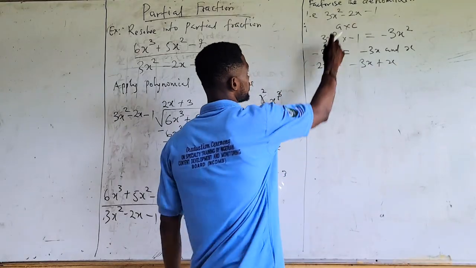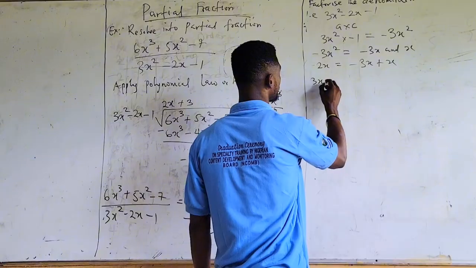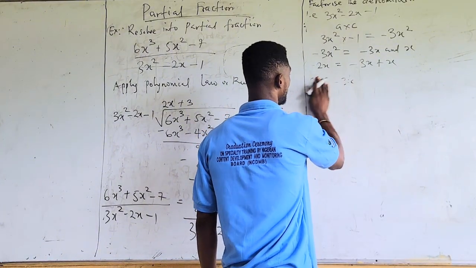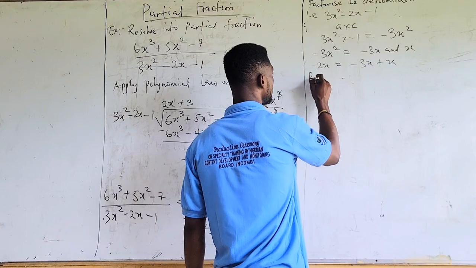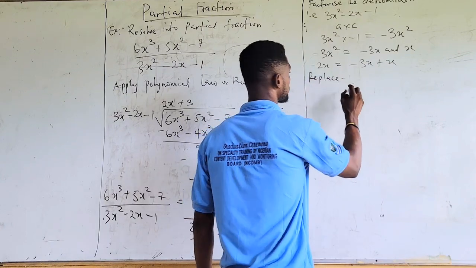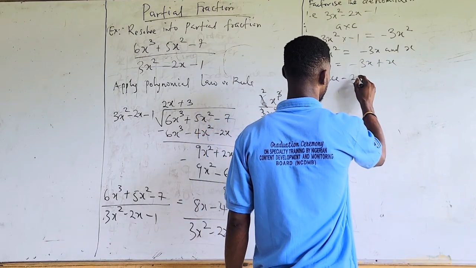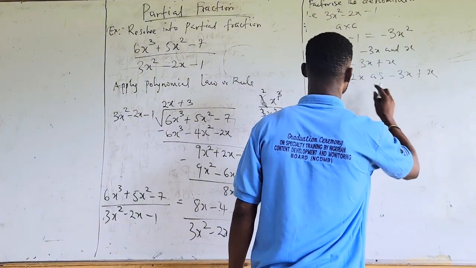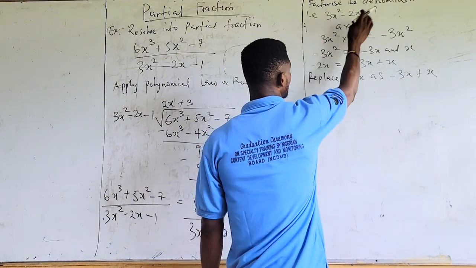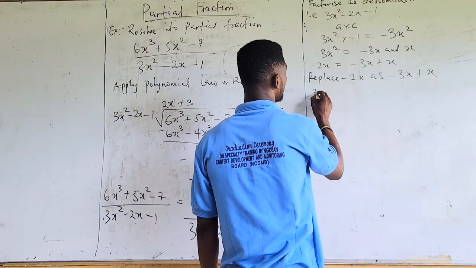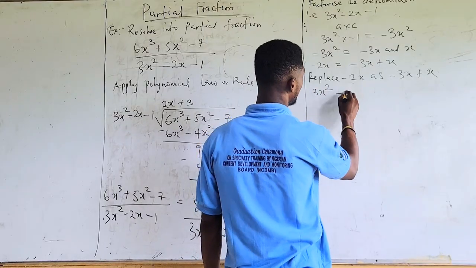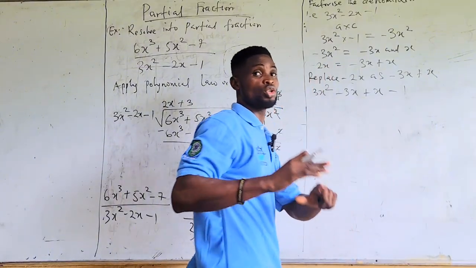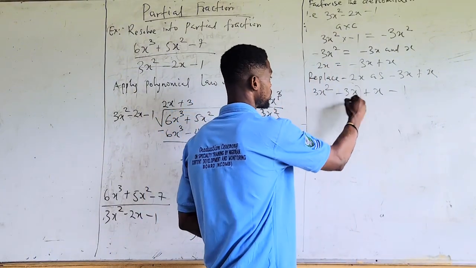So if we do that, we have 3x squared minus 3x, let me write the word, replace minus 2x as minus 3x plus x. So if we do that into this equation, we have 3x squared minus 3x plus x minus 1. So what do you do? You group.